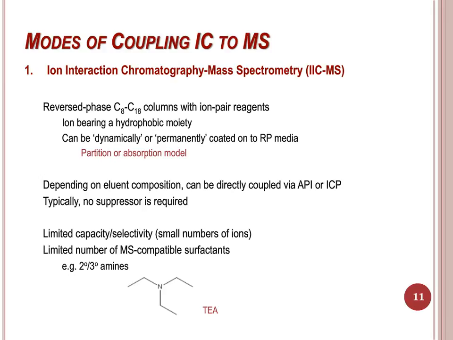It is important to pick an IIR compatible with the detection mode. For example, it is not possible to use tetraalkylammonium salts as the IIR with mass spec because they contaminate the interface and can form cluster ions with anions, which reduces the sensitivity.